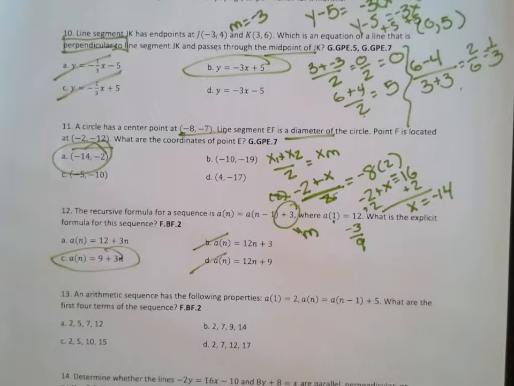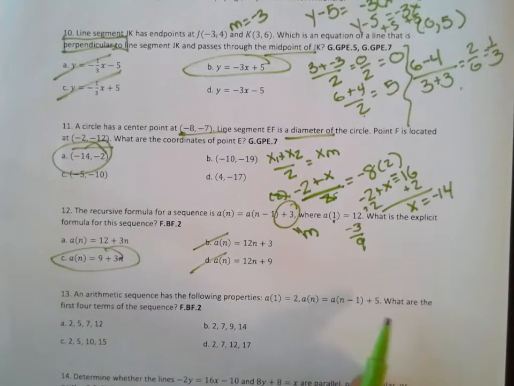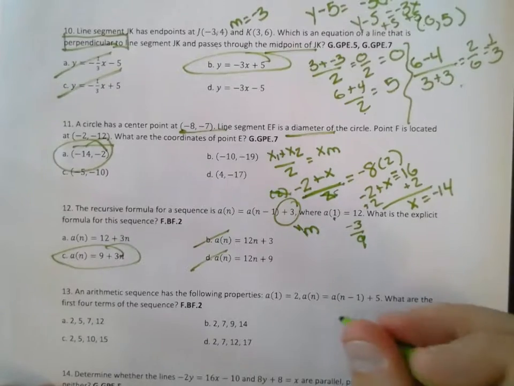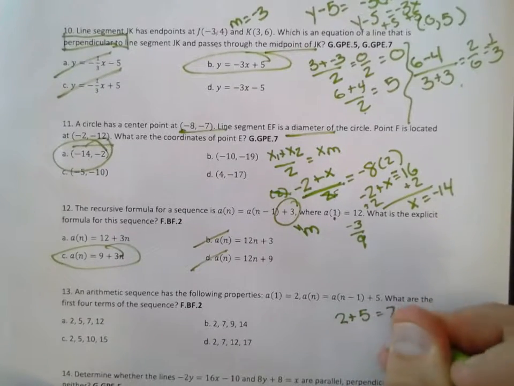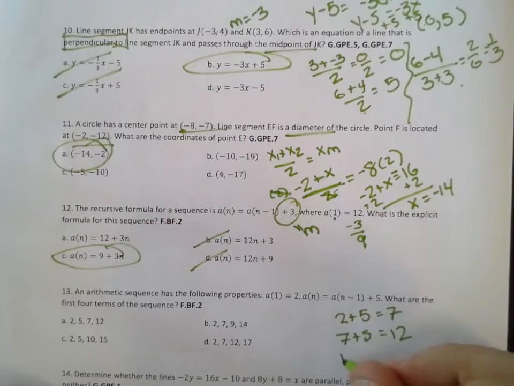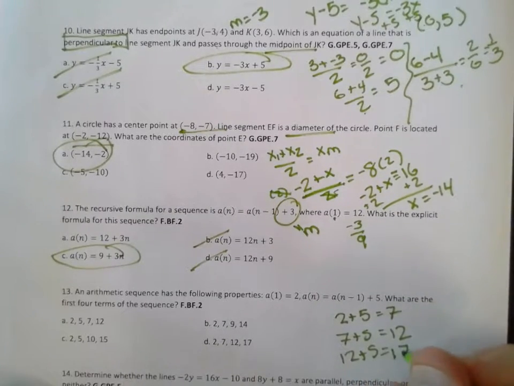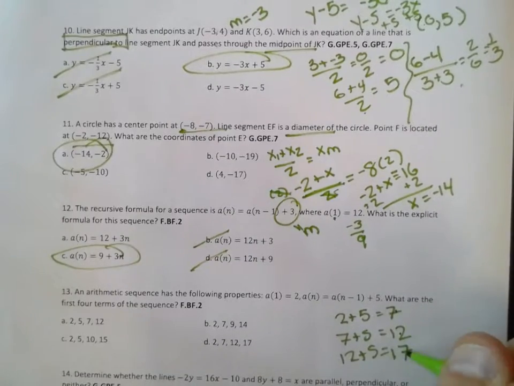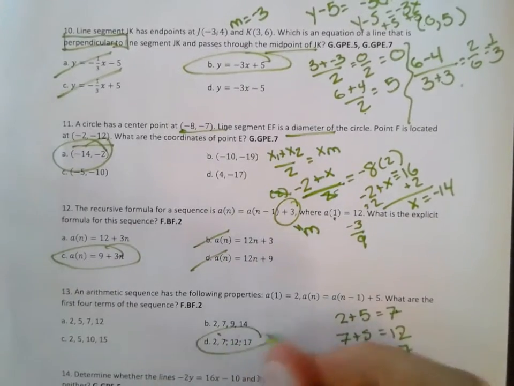Number 13, an arithmetic sequence has the following properties. A of 1 is 2, and, well, that's recursive. A of n is A of n minus 1 plus 5. What are the first 4 terms of the sequence? So basically, plug this in and add 5. 2 plus 5 is 7. Now plug in 7. 7 plus 5 is 12. Plug in 12. 12 plus 5 is 17. So my first 4 terms are 2, 7, 12, and 17.